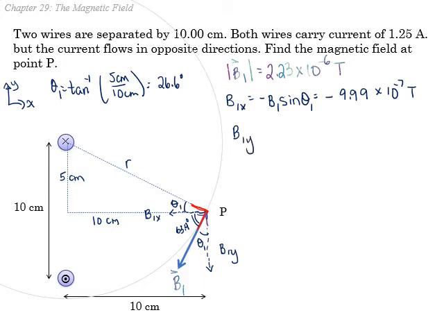My B1y points down, so it's negative. B1 times cosine theta 1. Put in my values, and I get minus 1.99 times 10 to the minus 6 Teslas. Okay, so there's the magnetic field due to wire 1, and that's all broken into components now. Next, we'll do the same deal for wire 2. Then we'll be able to do a vector sum to find the total magnetic field.